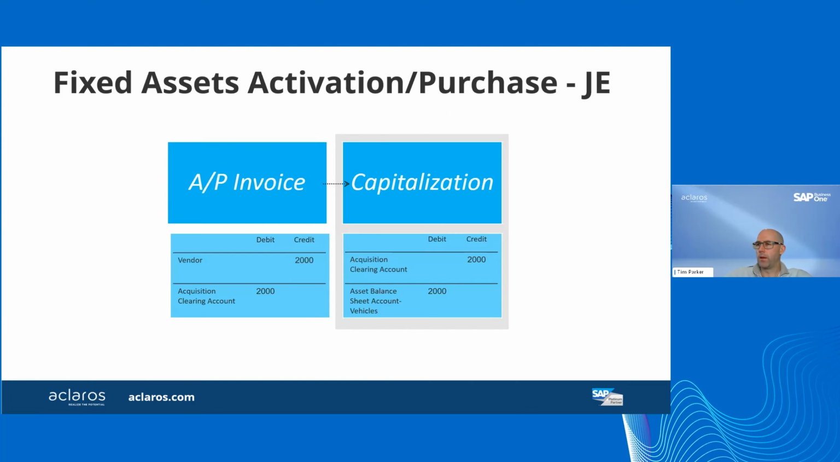Okay, from a capitalization point of view, when you purchase fixed assets, you do the AP invoice. It credits your vendor, debits your acquisition clearing account. Then it creates a capitalization document. It credits the clearing account and debits the balance sheet account. That's kind of just how the transaction works.